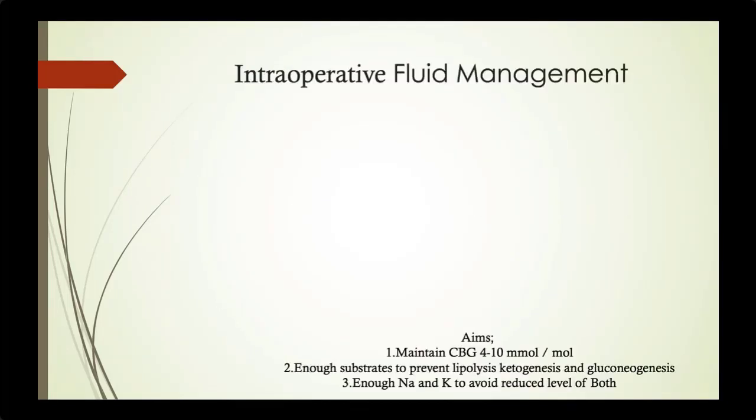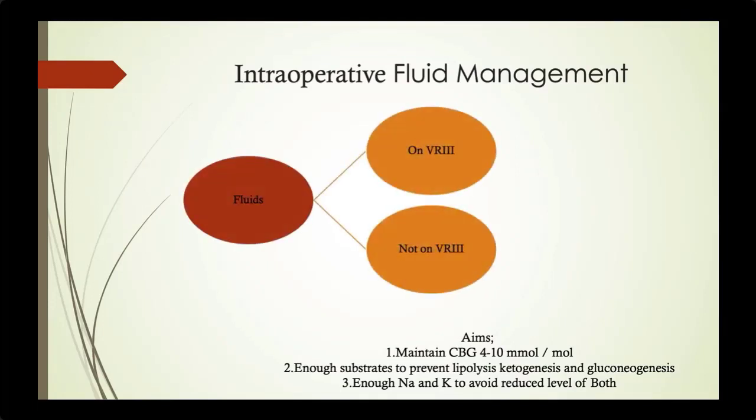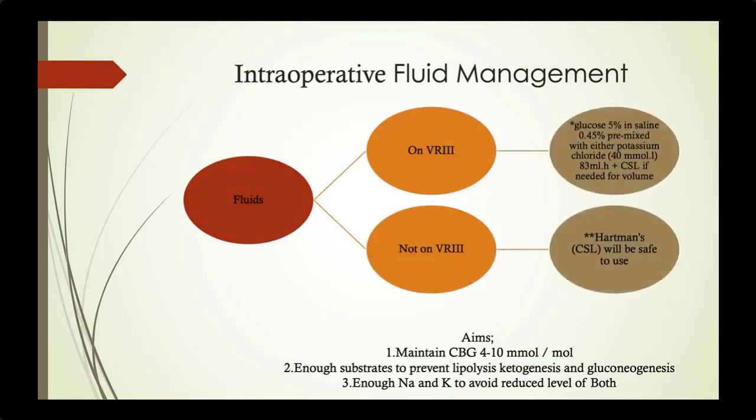The other controversial thing, but actually not very controversial, is intraoperative fluid management. Basically, it depends. If the patient is on a variable rate infusion, they take the fluids on top, which is glucose 5% and saline 0.45%, and they usually run at about 83 mL an hour. That's maintenance fluid. If they are not, you can use Hartmann's.